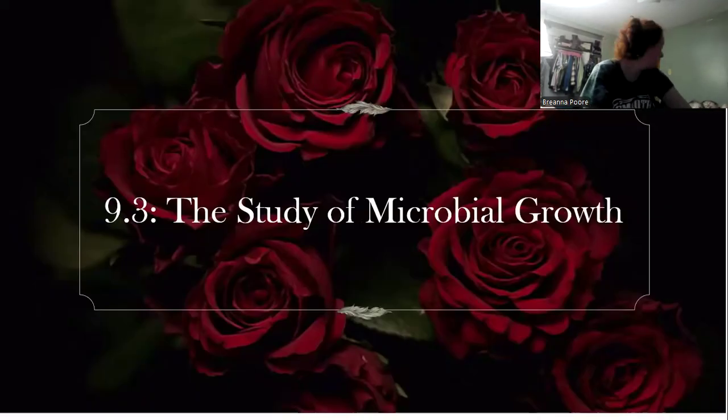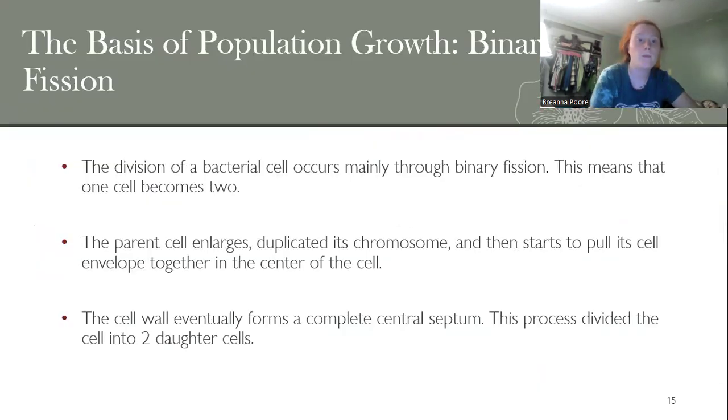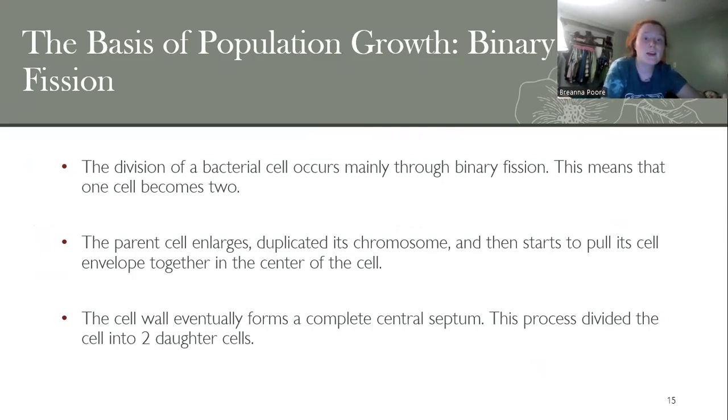9.3, the study of microbial growth. The basis of population growth is binary fission. The division of a bacterial cell occurs mainly through binary fission. This means that one cell splits and becomes two. The parent cell enlarges, it duplicates its chromosome, and then it starts to pull its cell envelope together in the center of the cell. After that, the cell wall eventually forms a complete central septum, and it divides the cell into two daughter cells. It just splits.